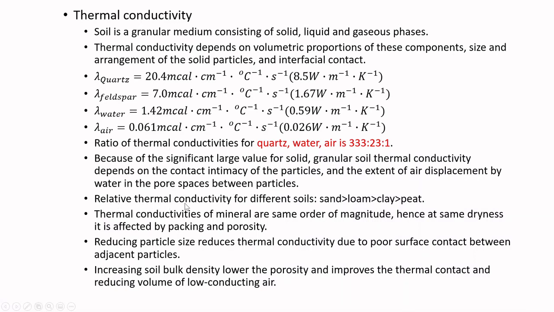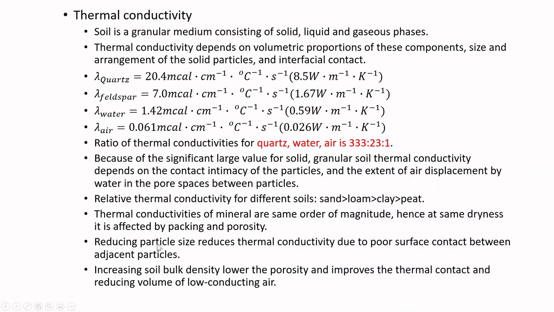So relative thermal conductivity for different soils: sand is greater than loam, loam is greater than clay, clay is greater than peat. So in terms of thermal conductivity, sand is the highest, the lowest is peat. Thermal conductivities of minerals are the same order of magnitude, hence at the same dryness, it is affected by packing and porosity. If you have a good packing, you have a greater thermal conductivity. If the packing is not so good, you have a lower thermal conductivity.